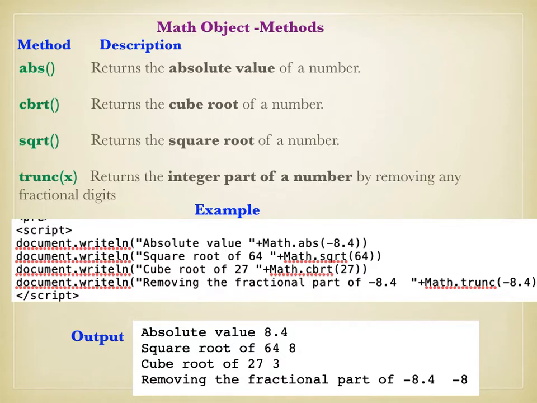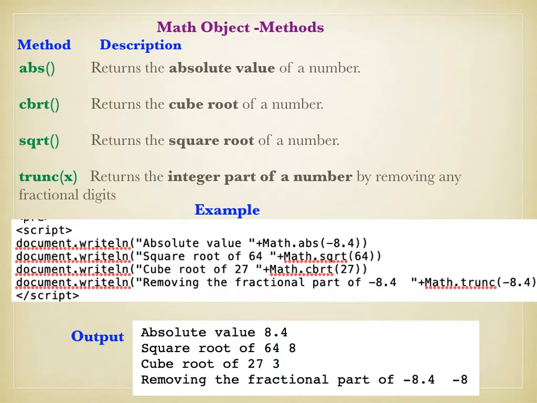Next is about the methods of Math object. First method is abs. abs returns the absolute value of a number. That is, absolute value here means the positive value of the number. As you can see in the example, the first line, that is document.title absolute value plus Math.abs of any negative value when given will display in the output. You can see the first line absolute value of minus 8.4 is 8.4, that is without the minus sign.